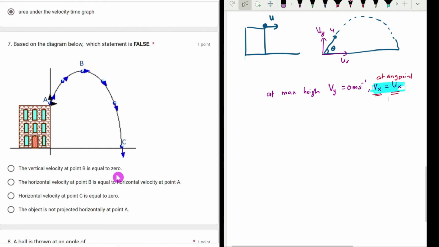Okay, so dia nak kita cari yang salah. And then second one, the horizontal velocity at point B is equal to the horizontal velocity at point A.